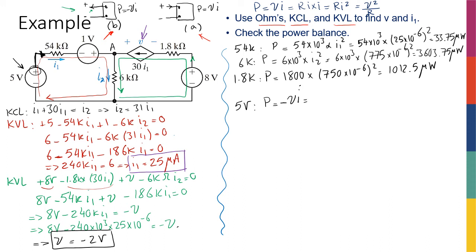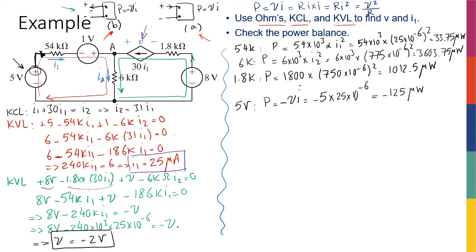If I write it down, V is actually 5, and I is the 25 microamp. So 25 times 10 to the negative 6. So the power is going to be negative 125 microwatt.